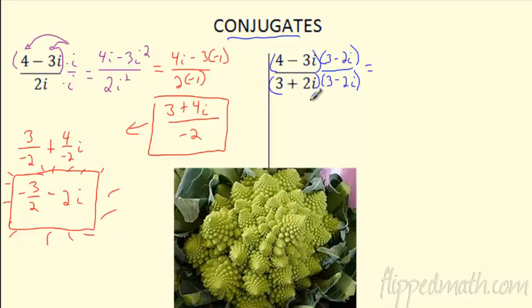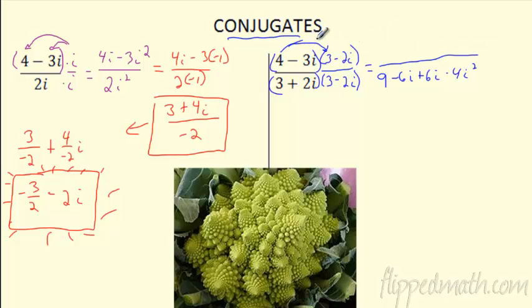On bottom, I'm going to go 3 times 3 is 9. Then I'm going to go what? Minus 6i. I'm multiplying these out. Plus 6i. That's where the magic happens. And minus 4i squared. So that's the whole bottom. I love it.